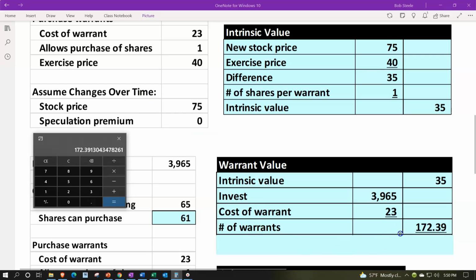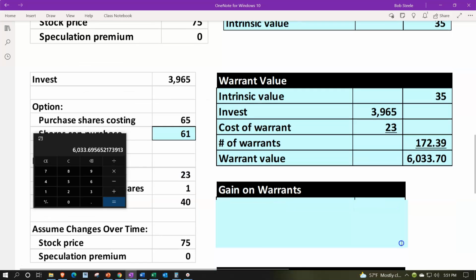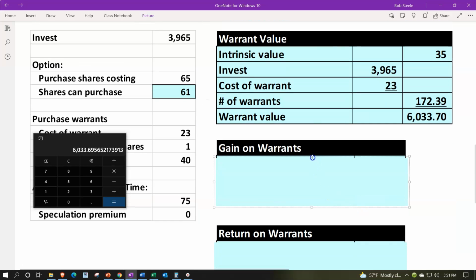So we've got the number of warrants, and again, it's a fraction, but we're going to deal with that fraction here: the 172.39 number of warrants that have an intrinsic value of 35. So we're going to say times 35, intrinsic value each having 35. And so we're going to then say the warrant value is going to be that 6,033.7.